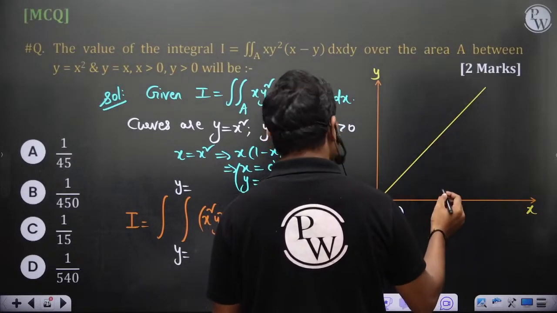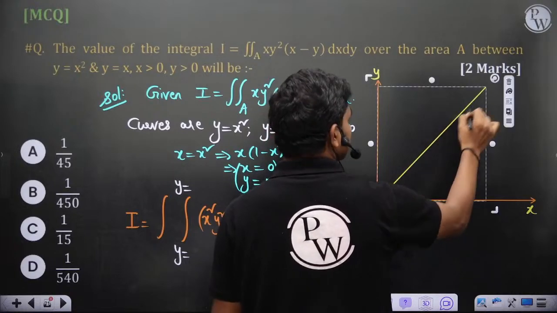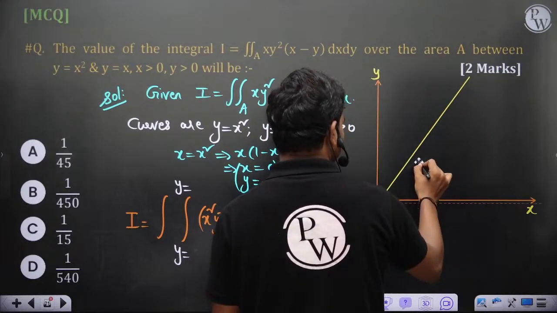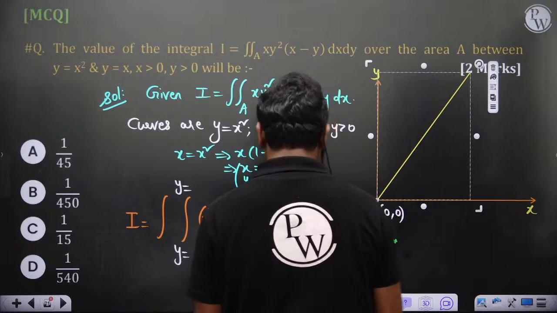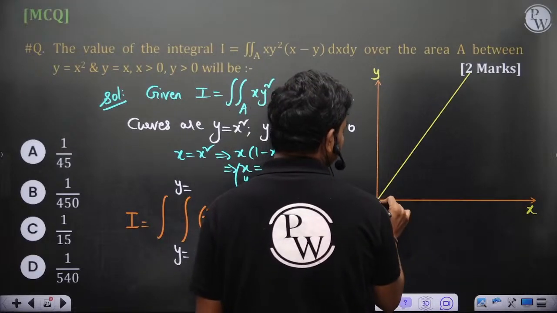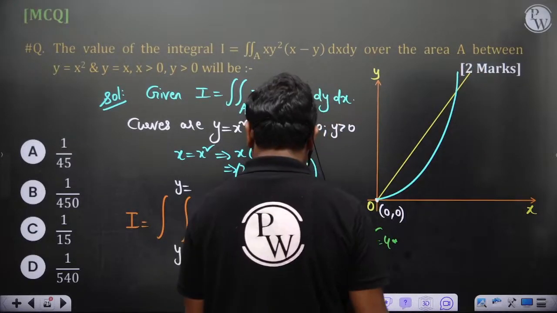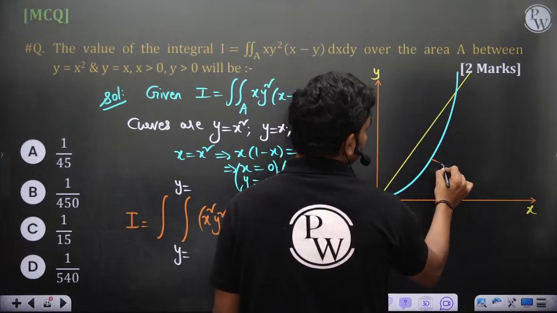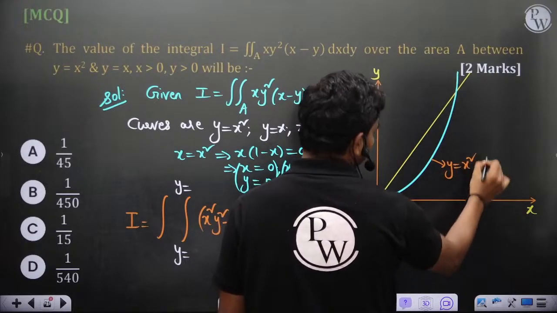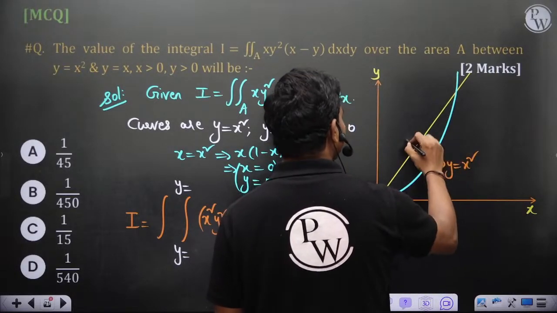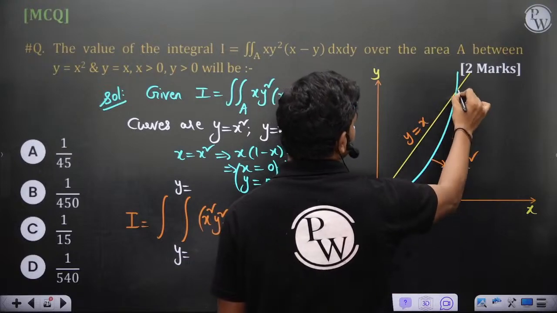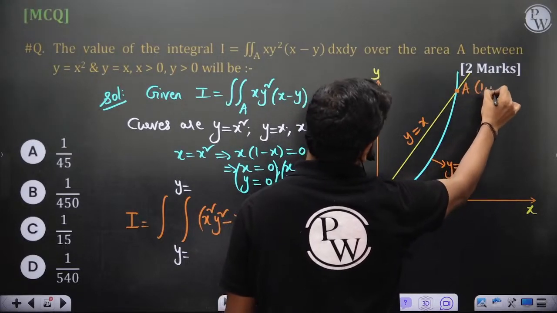So this is y equal to x, of course. Let's turn this line slightly up like this. And y equal to x square. Thanks for telling. Okay, this is y equal to x square. Because when x is between 0 and 1, x is always obviously larger. So this is point A, and of course the solution is (1, 1).